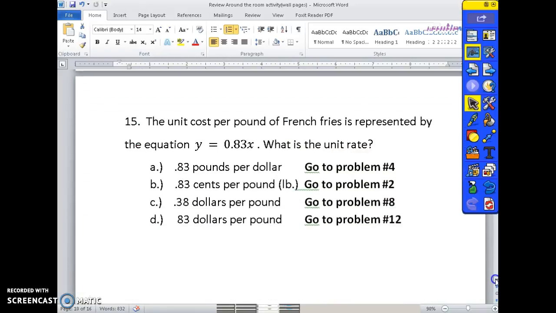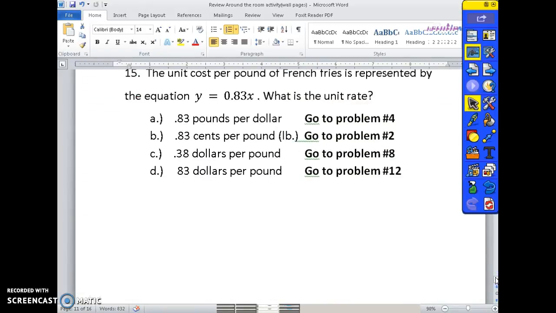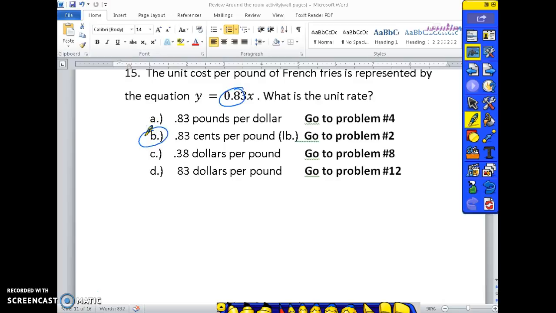Problem 15 says the unit cost per pound, that's my slope, of French fries is represented by the equation y equals 83 cents x. What is the unit rate? Unit rate is your slope, and that is 83 cents per pound, which is B. So we are going to problem 2.